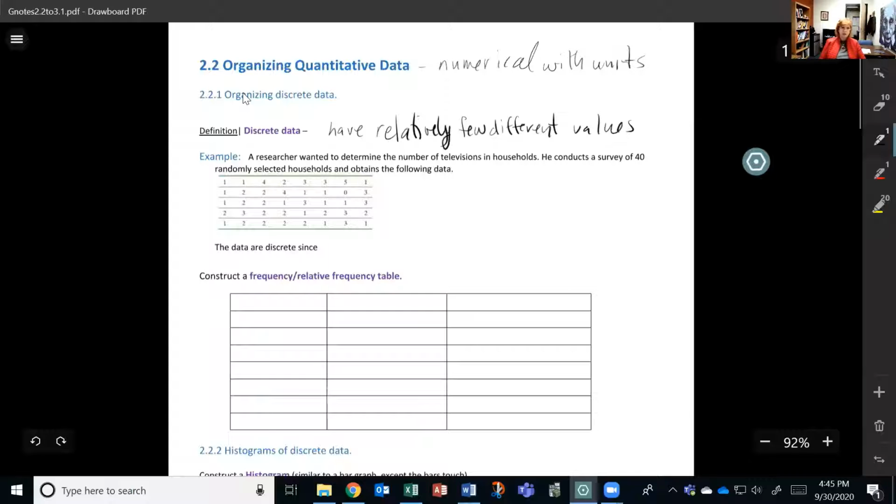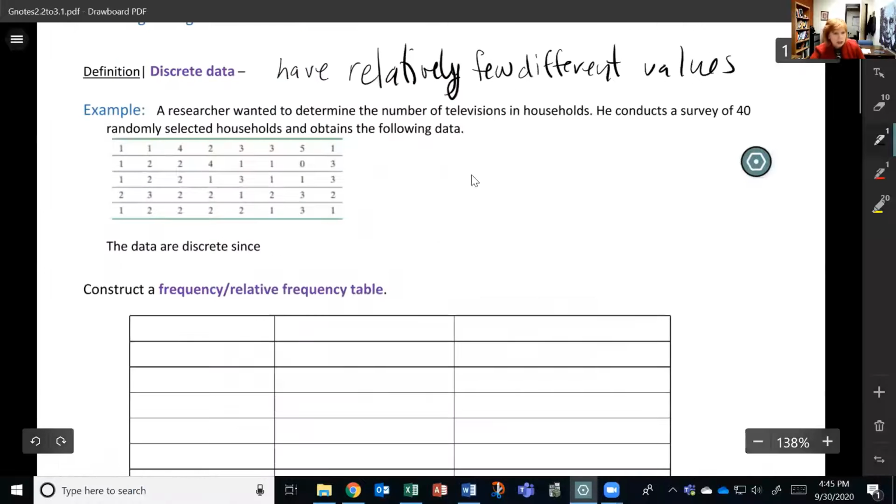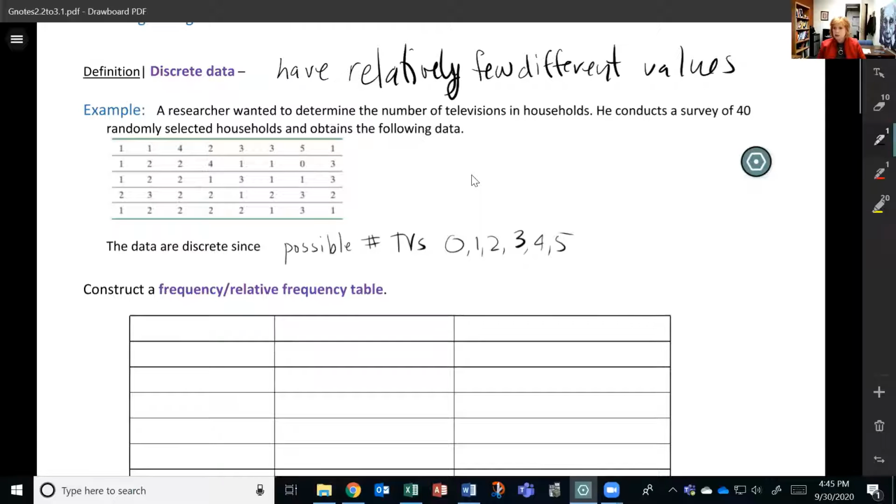All right, so as an example, we have a researcher who wanted to determine the number of televisions in households. They conduct a survey of 40 households, and this is how many TVs they have. I'll make this a little bigger. You can see this is discrete because of the possible values of the number of TVs: we've got a zero, somebody has 0 TVs, 1, 2, 3, 4, and 5. So there are only 6 possible values, so that makes it discrete.